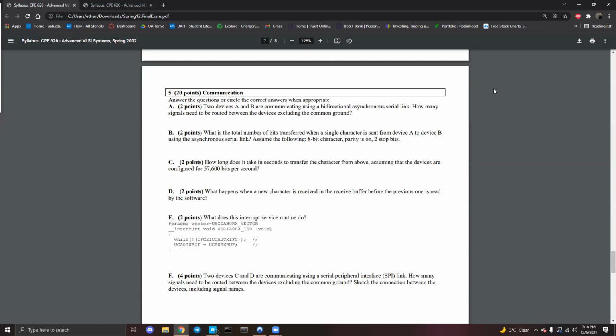So what is the total number of bits transferred when a single character is sent from device A to device B using an asynchronous serial link? Assume the following: 8-bit character, parity is on, 2 stop bits. That means parity is going to slap an extra bit on. It doesn't matter if it's even or odd parity, either one will add an extra bit. So that means we have 11 bits total.